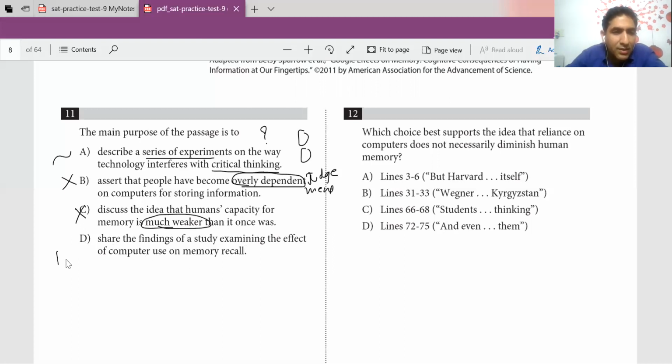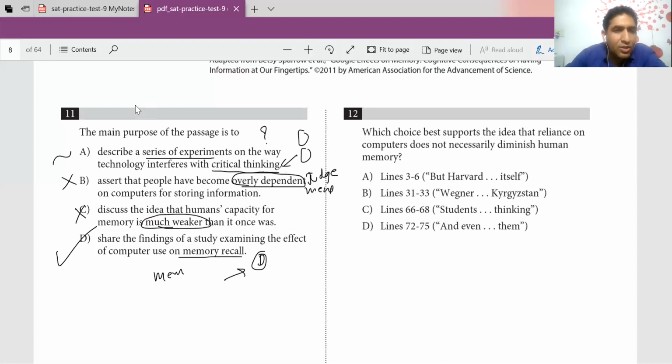Well, of course, I think this is the most precise one, because computers are used and we are trying to understand memory recall. When we recall the memory, we now try to understand the source rather than the information itself. So it projects the thought in the best possible words. Now, again, a series of experiments on the way technology interferes with critical thinking.